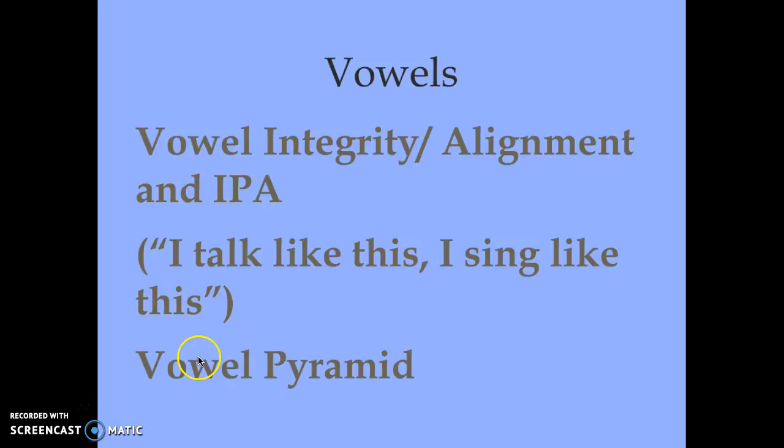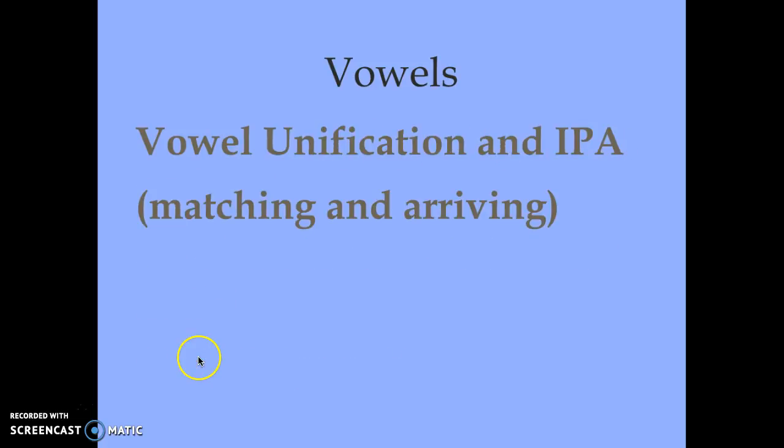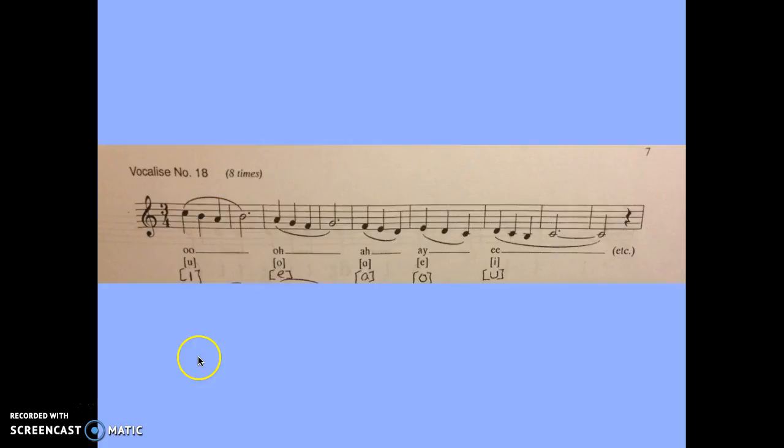And of course, it gives us an opportunity to experiment with the vowel pyramid and modulating vowels. And I will attach a vowel pyramid to this unit so you can actually take a good look at it. And that is the vowel pyramid that Weston Noble uses. Another benefit of using IPA, when we see those IPA symbols in front of us, it helps us not only to match the vowels, but to arrive and depart from vowels at the same time.